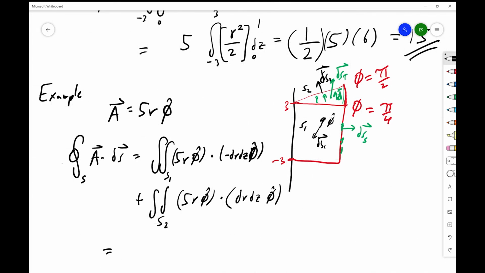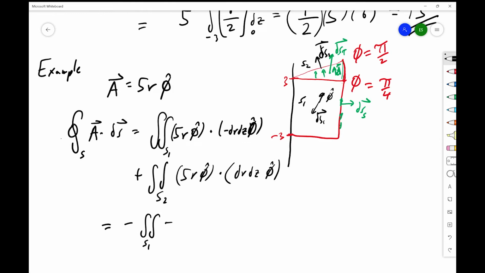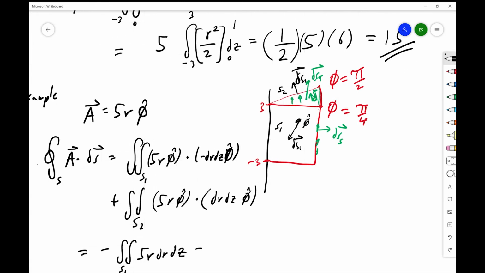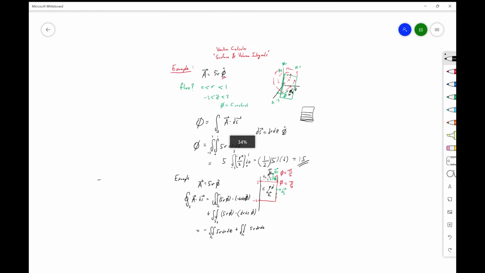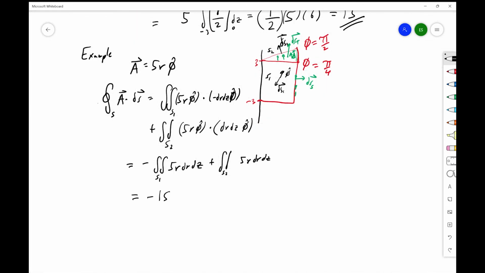And now this turns into minus the surface integral over S1 of 5r dr dz. I think we found that the last time. It turned out to be 15. Plus the surface integral over S2, also 5r dr dz. So this is going to be minus 15 plus 15, 0. So the flux coming out of this surface is 0.